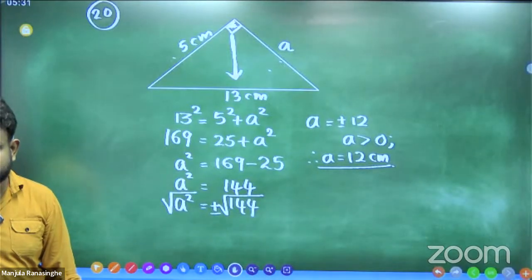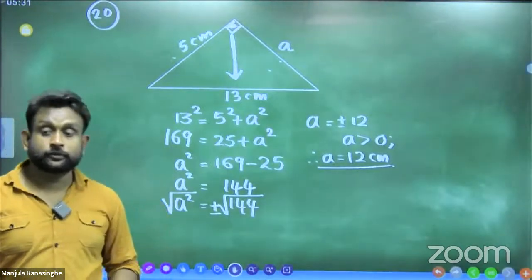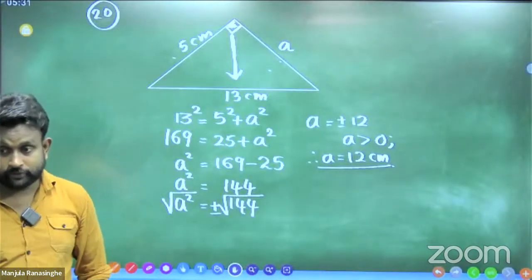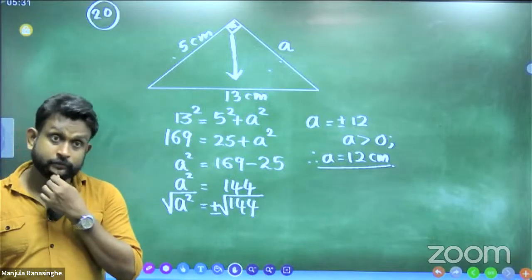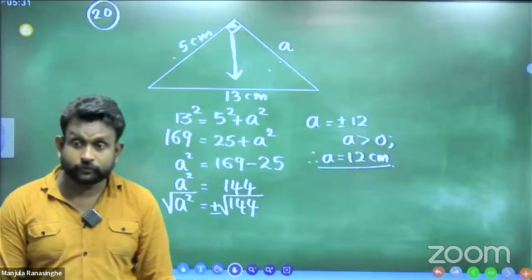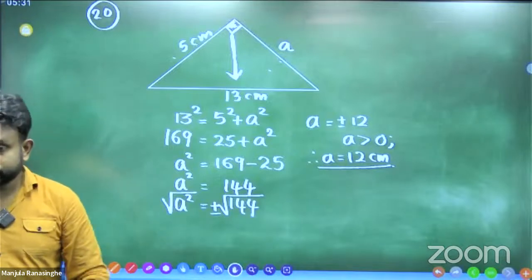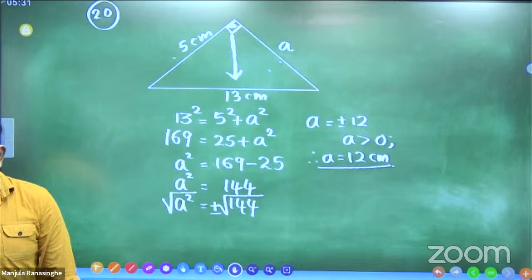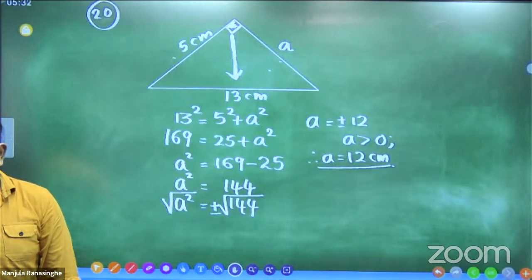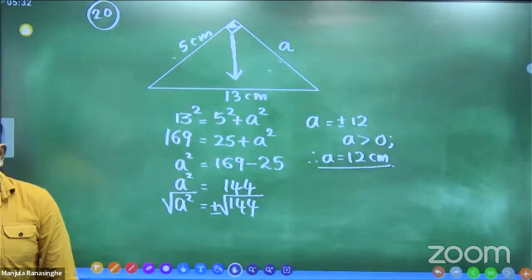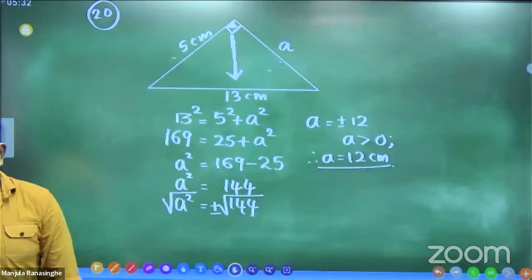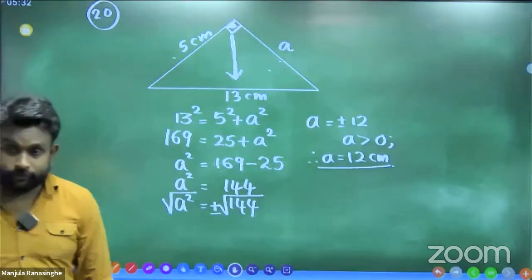Okay, 40 marks. Okay, well done. 36, 40, 40. Okay, right. Okay, right. Very good. Okay, right, well done.